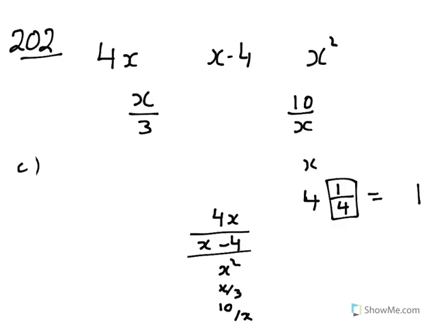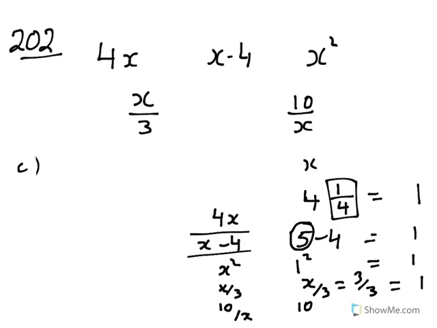What would the value have to be to get the answer 1 here? Well, 5 minus 4 equals 1, so therefore x must have the value of 5. x squared, well, there's only one way to get 1, and it's squaring 1, so x must equal 1 in this case. x divided by 3 has to equal 1, therefore x must equal 3, because 3 divided by 3 equals 1. And 10 divided by 10 equals 1, so therefore x must equal 10. So it's just a case of plugging the numbers in and getting the final answer.